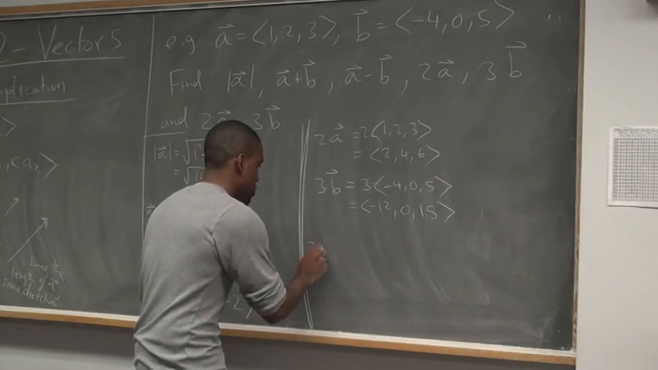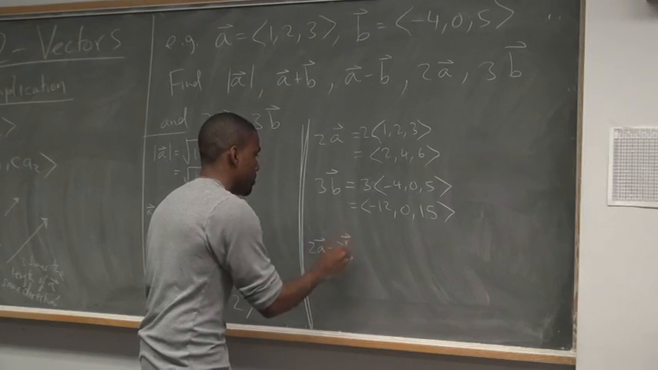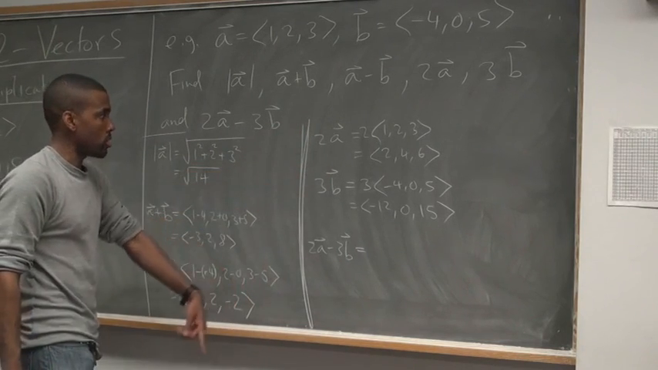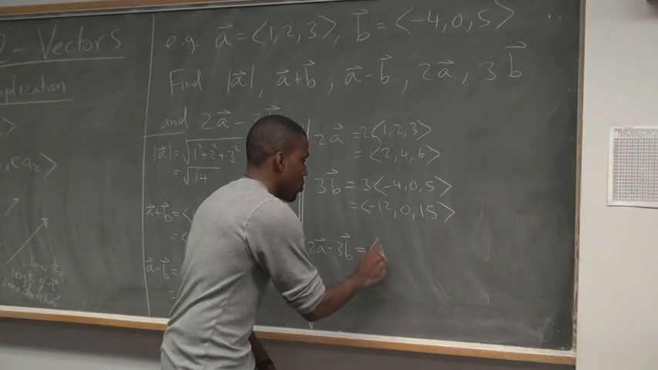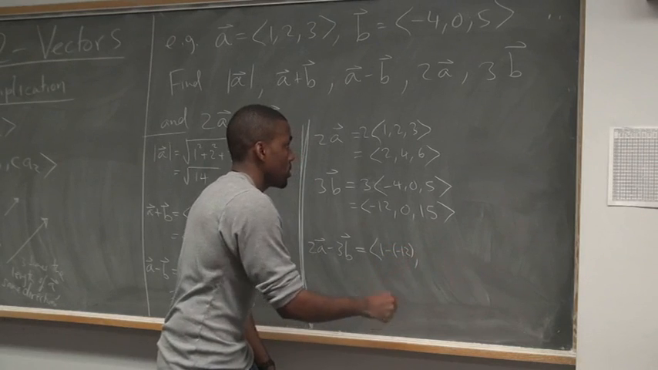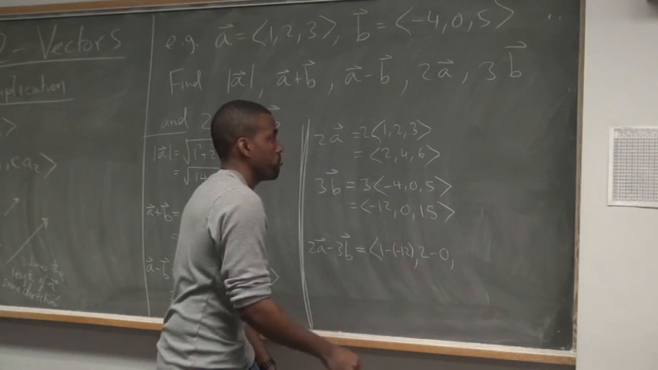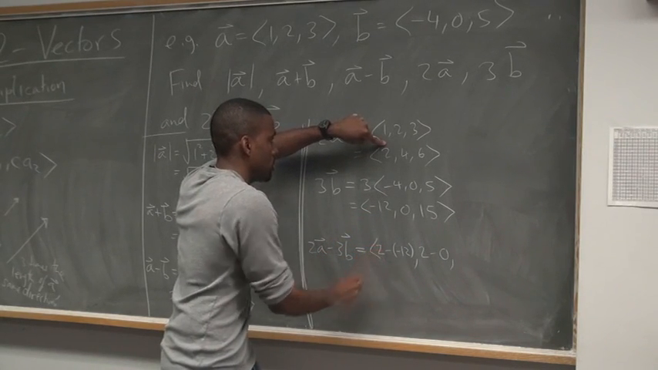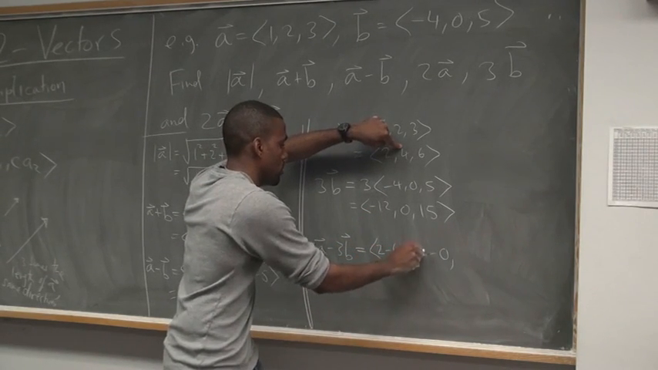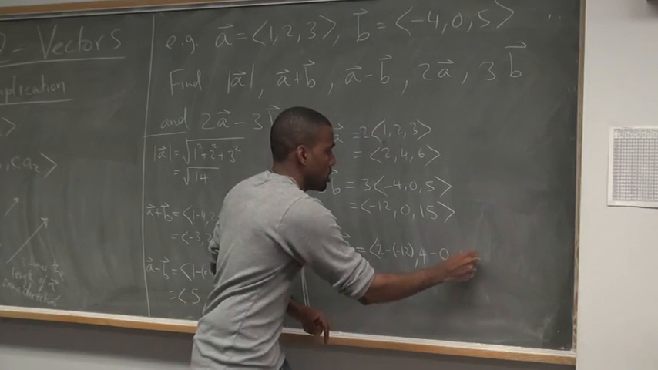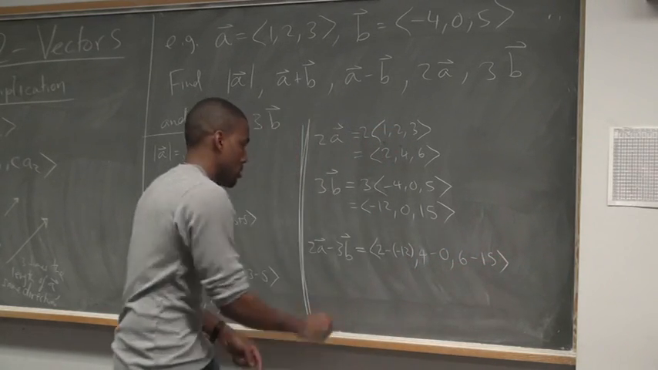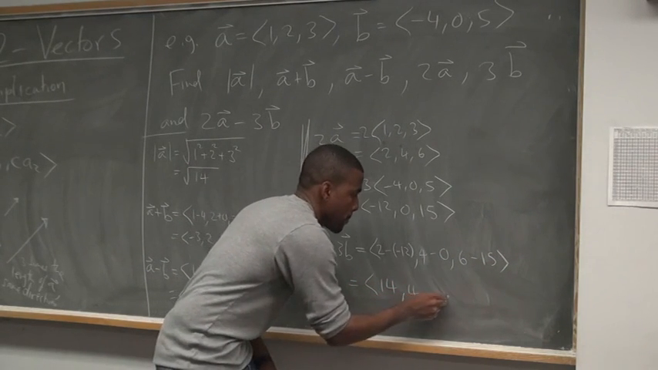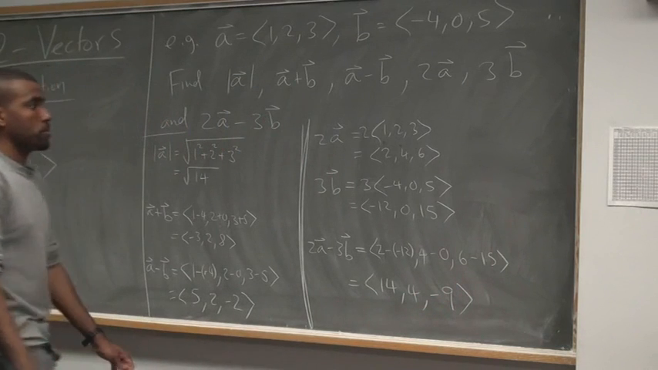Now take the vector 2A minus 3B. That's just going to be this one minus that one, which I already found each. So it's just going to be 2 minus minus 12, 4 minus 0, 6 minus 15, which is 14, 4, minus 9.